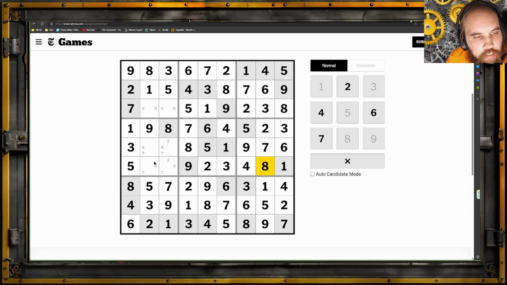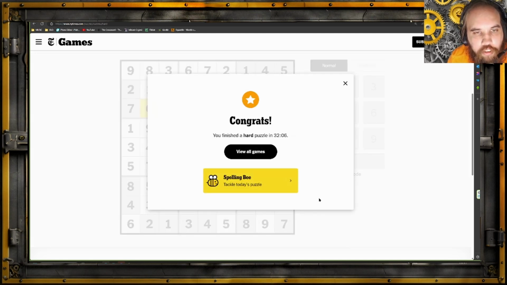7 sees over here, that 7 sees there. I don't like the pencil marks you have to manually take off, but it's quicker to just solve. 6, 4, 6. Solve.